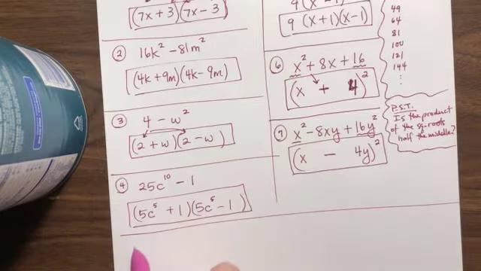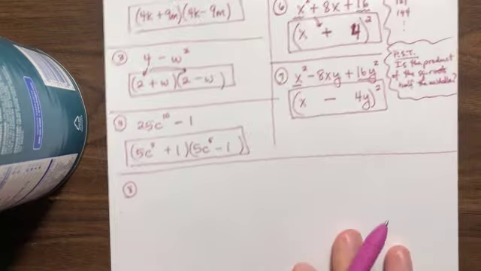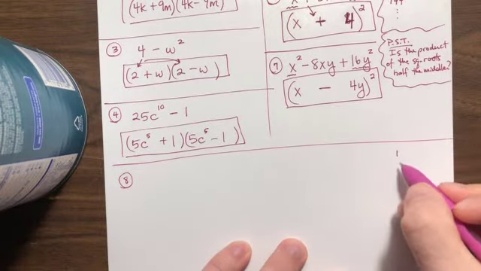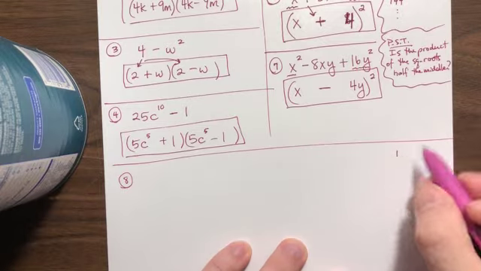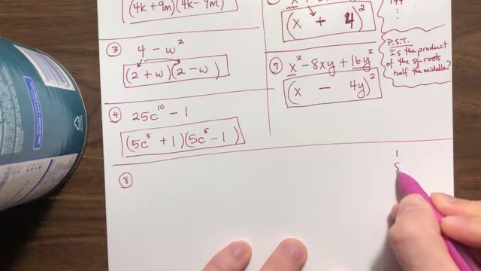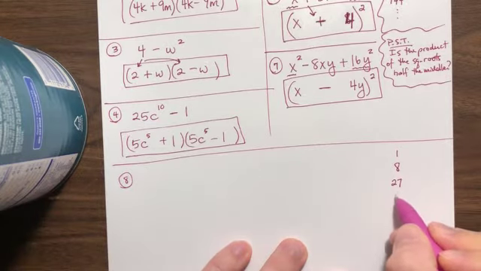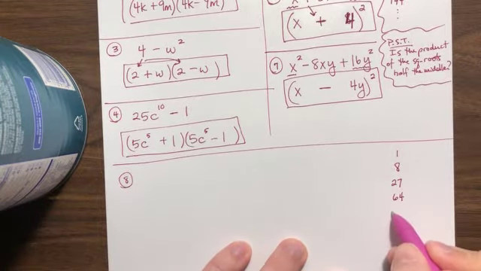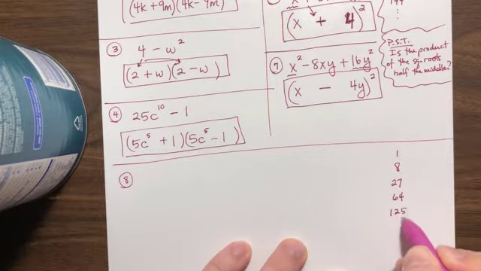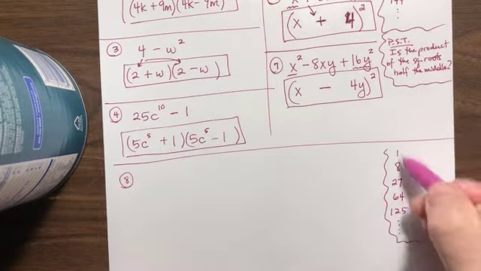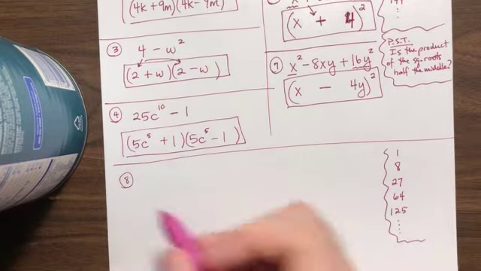All right, going down to 8. 8's the sum or difference of cubes. Now here, we want to look at the different cube numbers. So 1 times 1 times 1 is 1. 2 times 2 times 2 is 8. 3 times 3 times 3 is 27. 4 times 4 times 4 is 64. 5 times 5 times 5 is 125, and so on and so on. It starts getting big after that. So these are the numbers I'm looking for when I want them to be cubes.